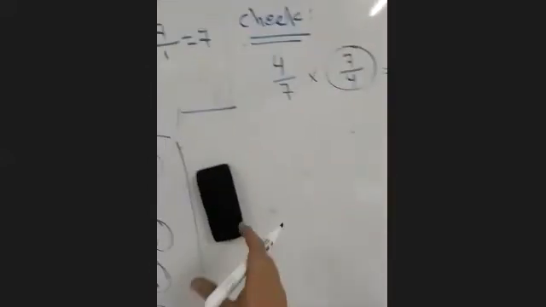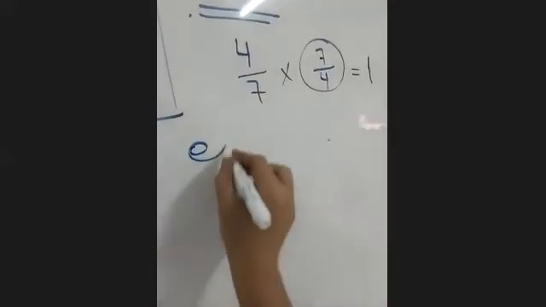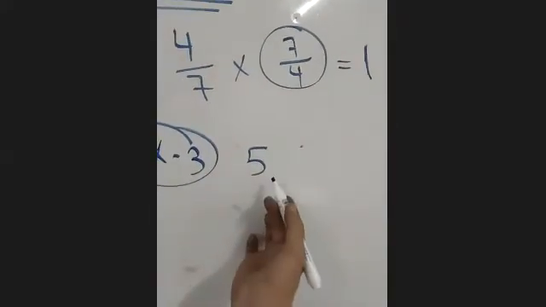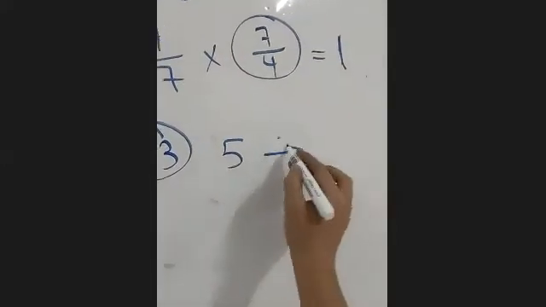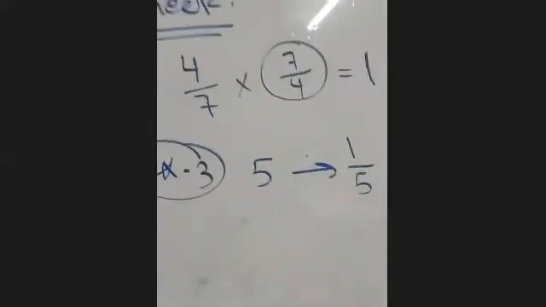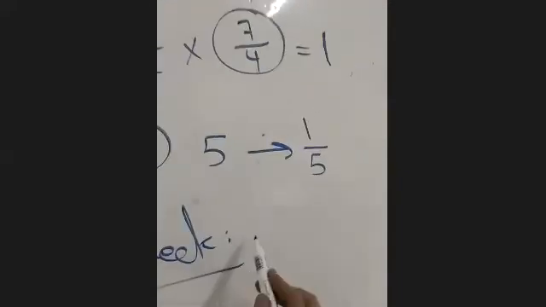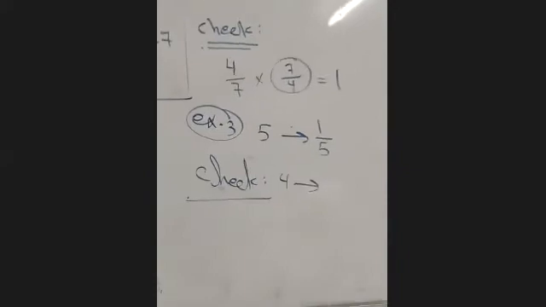Okay, let's move on, guys. On the same page, find the reciprocal of 5. Example 3. They want the reciprocal of 5. The 5 is 5 over 1. So the reciprocal of it is 1 over 5. Now, under this example, we have the check. Find the reciprocal of 4. Who can tell me the reciprocal of 4, what it is?